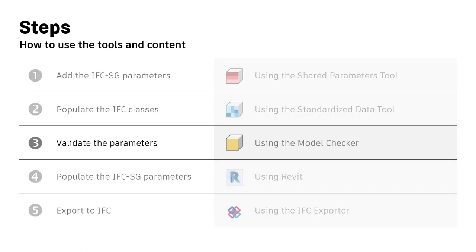Now that you've added the IFC-SG parameters to your model using the Share Parameters tool, and now that you've populated the IFC classes of the elements in your model using the Standardized Data tool, we're now ready to validate those parameters. We're going to use the Autodesk Model Checker to do this.